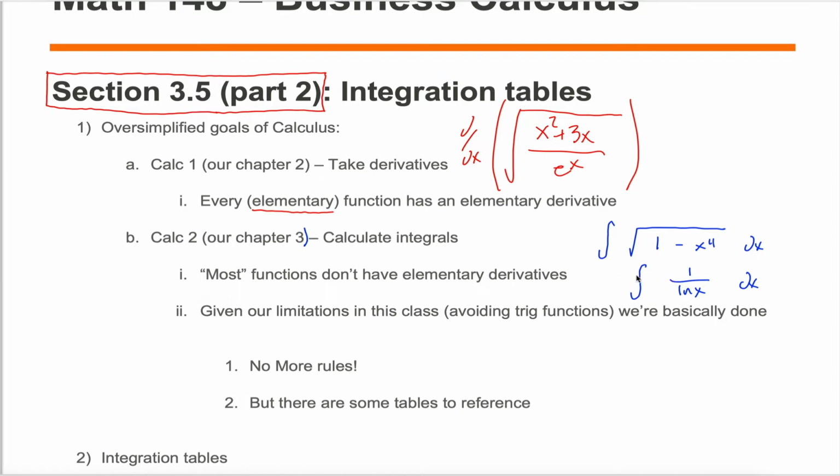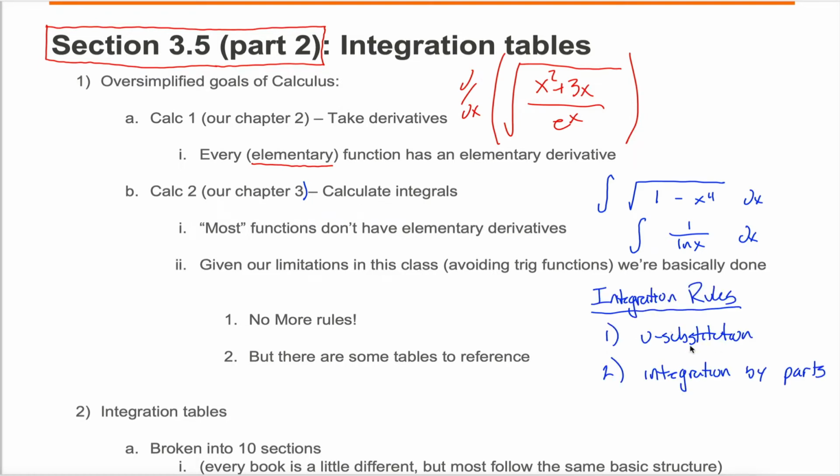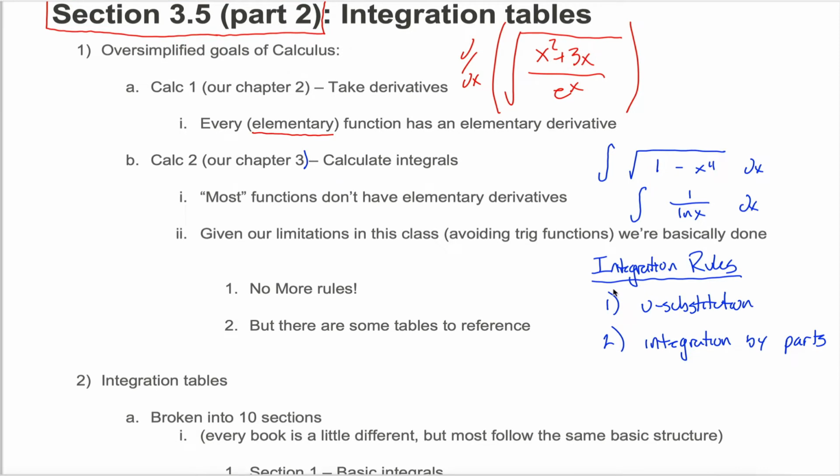The way I like to think about it is the rules that we have for Calculus 1 are more powerful. They allow us to tackle any function that we want. But the rules that we have in Calculus 2 are kind of limited. Really, at this point in the class, all we have are u substitutions and integration by parts. And those are the only two rules we're going to get. There's really only two major rules in a Calculus 2 class. There's a few more identities that some classes get into that we're not going to.